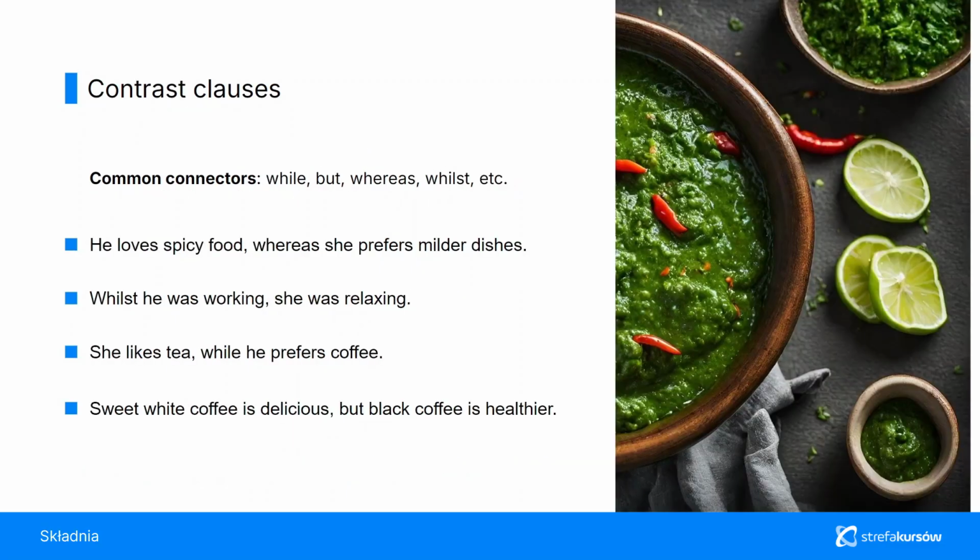Okay, let's move on to contrast clauses. Contrast clauses highlight differences between two ideas or actions. You can use the word but, since we're advanced English speakers, we will use words such as whereas, whilst, while. Sweet coffee is delicious, but black coffee is healthier. Simple, right? You can also use whereas. He loves spicy food, whereas she prefers milder dishes. Really, really worth using instead of but, for example.